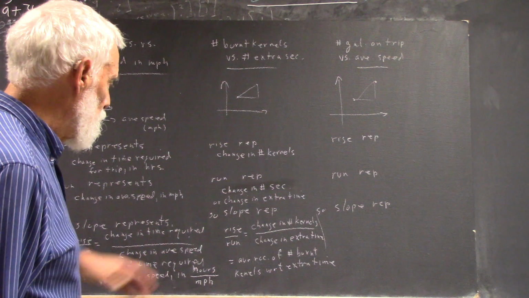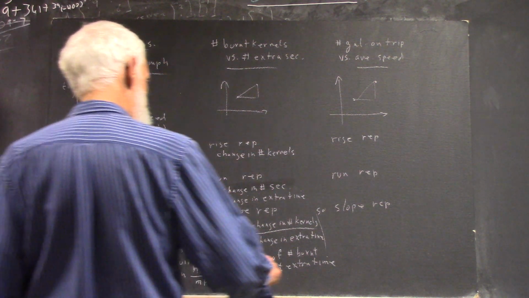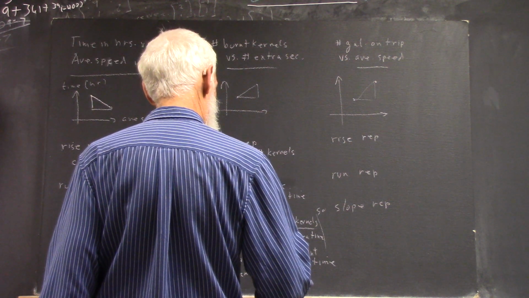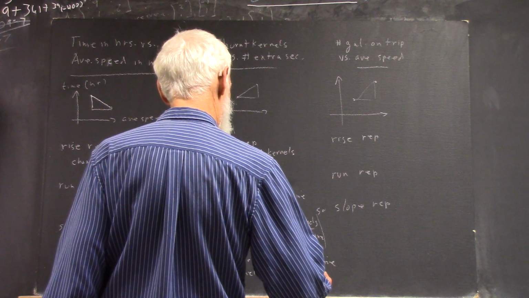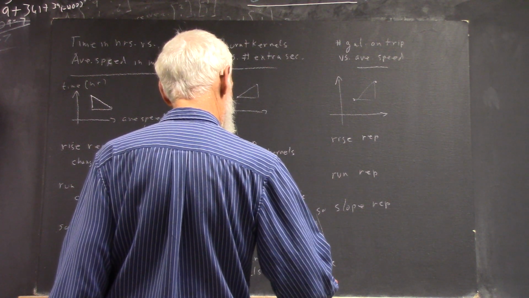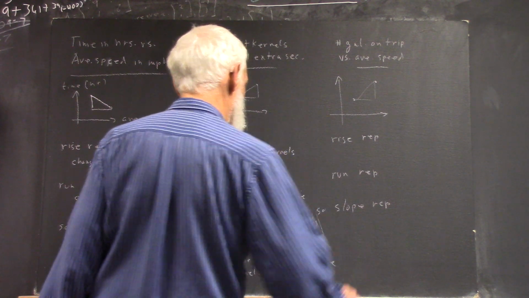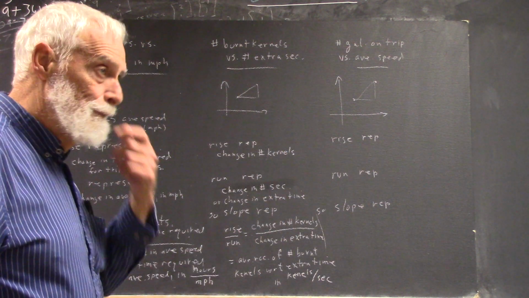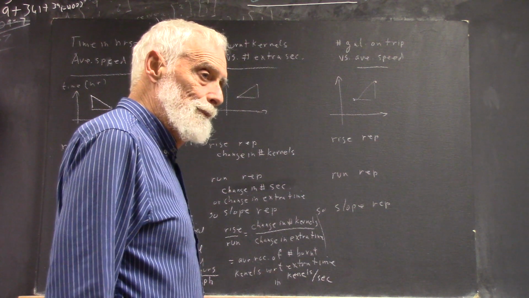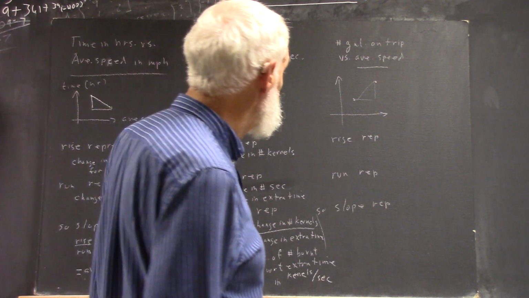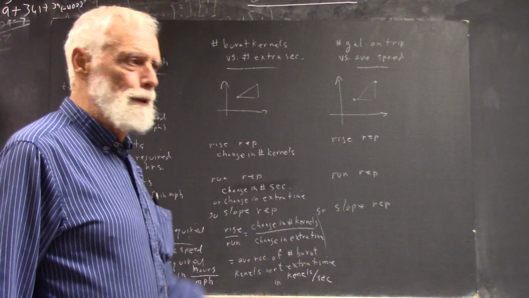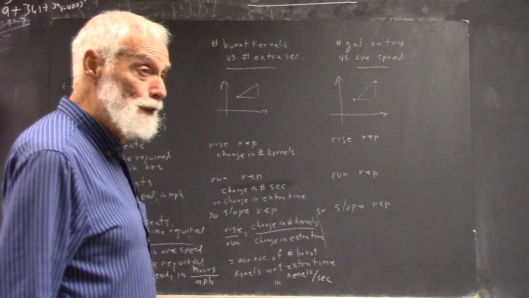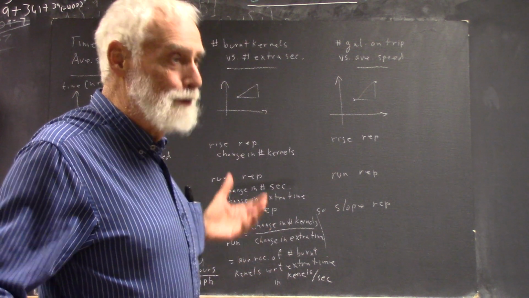Average rate of change in the number of burnt kernels with respect to extra time, in kernels per second. Okay, makes sense? And the language and the wording and stuff, not expecting miracles now, just get the word change and rate of change with respect to and stuff.